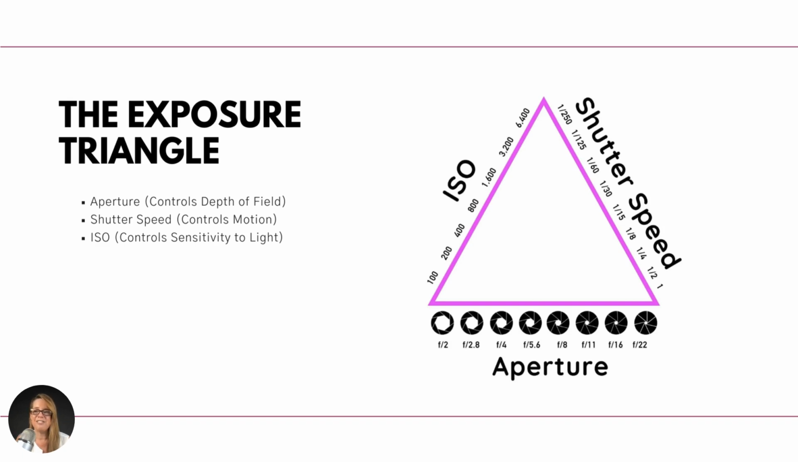So the foundation of understanding manual mode on your camera is the exposure triangle, which consists of three elements: aperture, shutter speed, and ISO. And these three elements work together to control the exposure of your photo. Aperture affects the depth of field, shutter speed affects the motion, and ISO determines your camera's sensitivity to light. So we're going to look into each of those components in more detail.